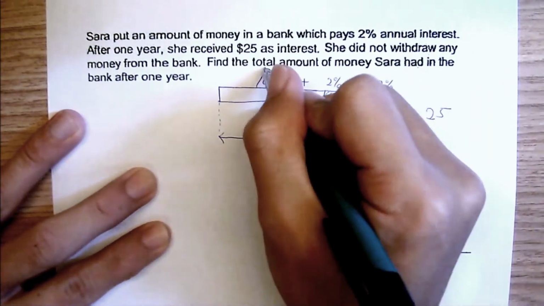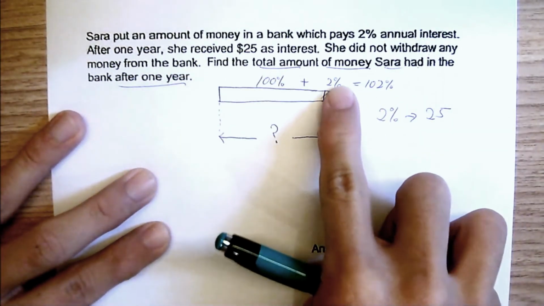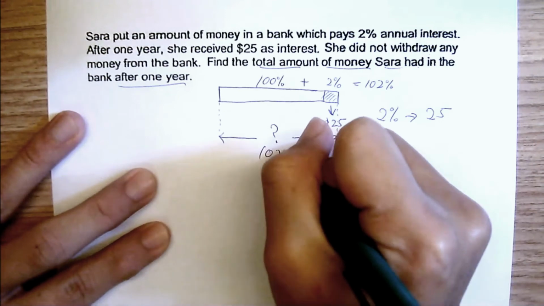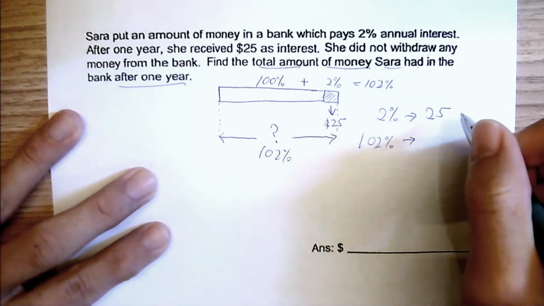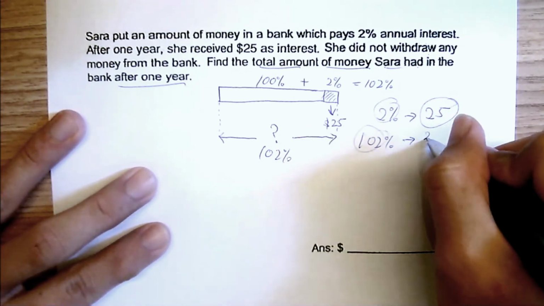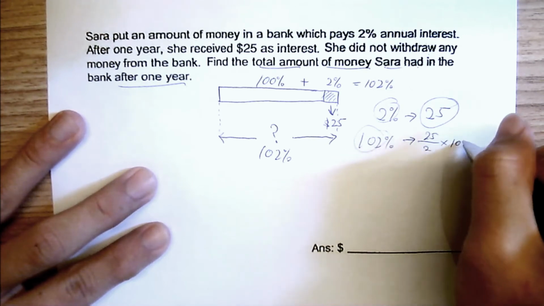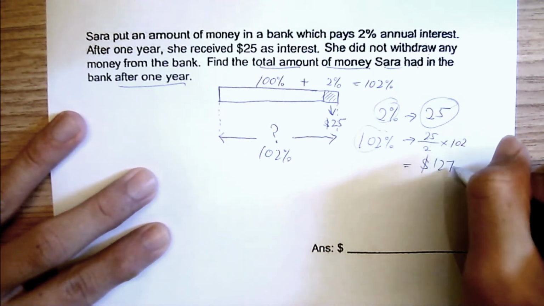The total amount of money that Sarah had in the bank after 1 year is not 100%, and it's also not 2%. It is 102%. So I'm going to find 102%. For this one, again, we are using the same formula. Take 25 divided by 2, multiply by 102. So throw this figure in your calculator. Let's see what answer we will get. 25 divided by 2 times 102, that will be $1,275.